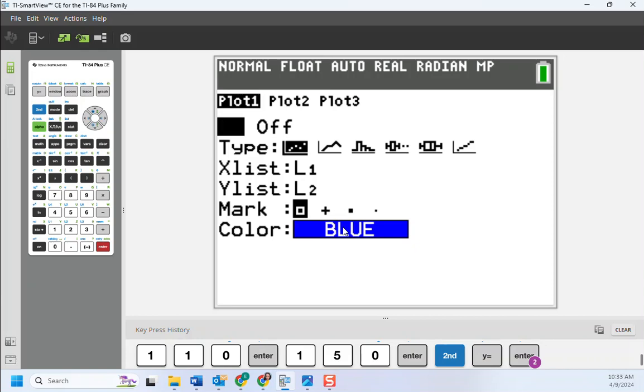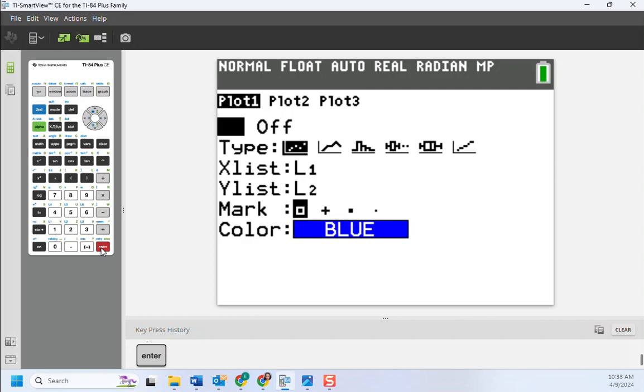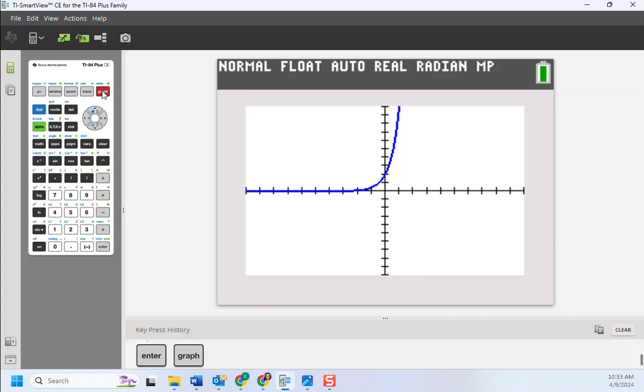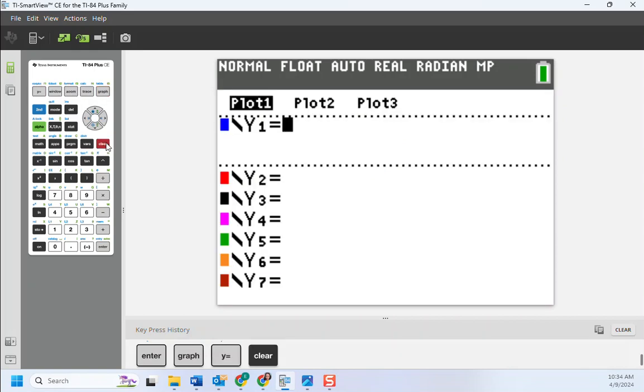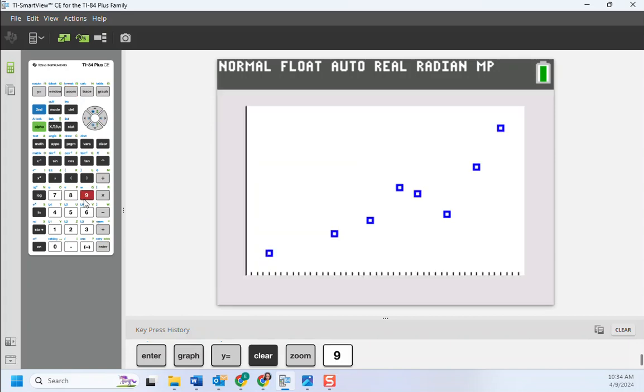Yeah. Is it plot 1 off? Plot 1 was off to start with, but we're going to turn it on. So second stat plot, it was off. Yeah. And then press enter and you want to turn it on. Okay. All right, then we're going to press graph. Now, depending on the last thing that was graphed there, you might have some sort of graph that doesn't look like what you want. So the first thing I'm going to do is go back into y equals and clear that out. And then I need to do a zoom, and I can try zoom stat. Zoom stat is 9. And that worked pretty well for me. Okay?